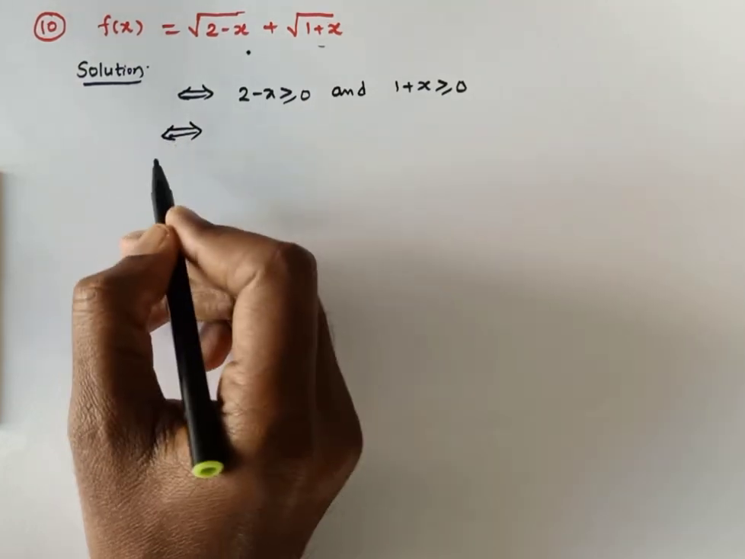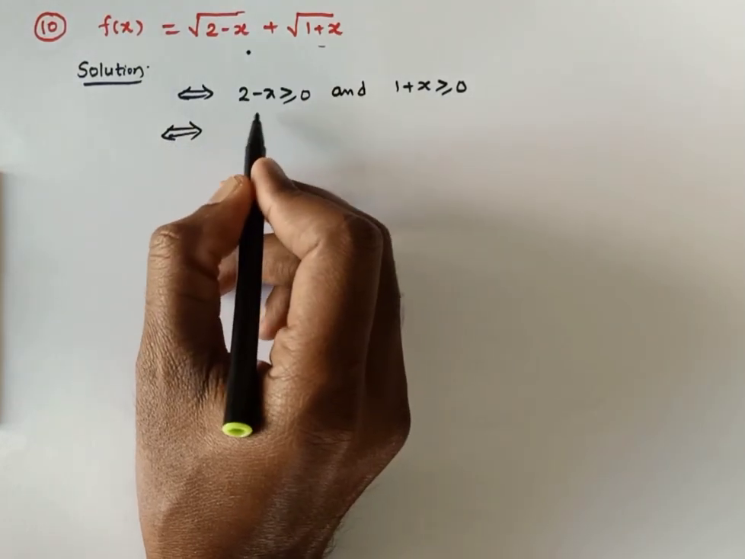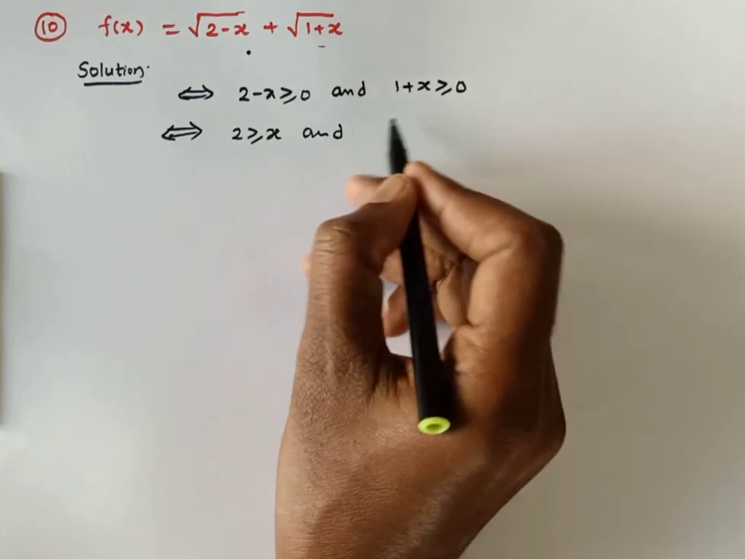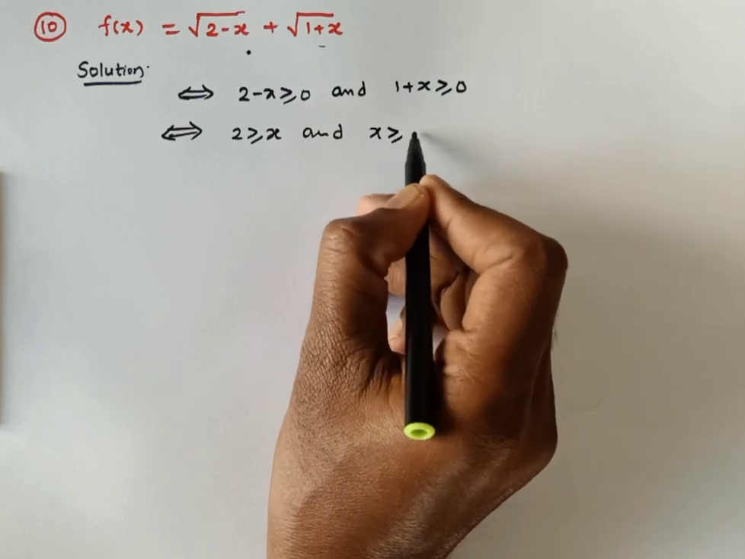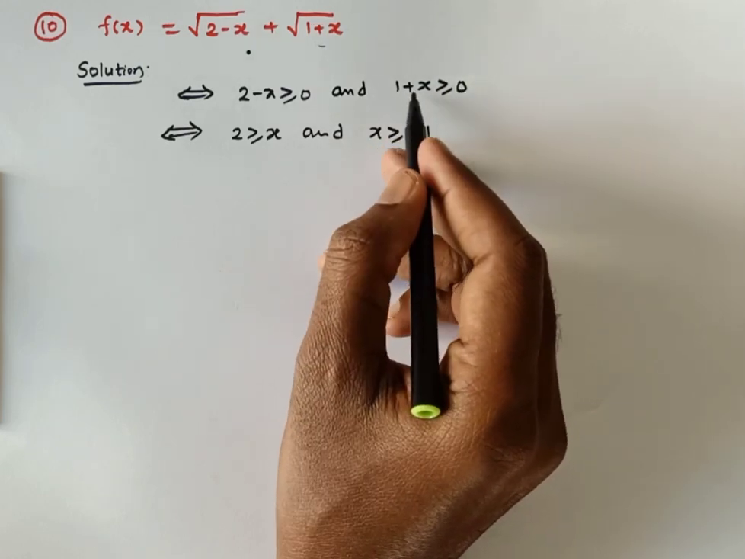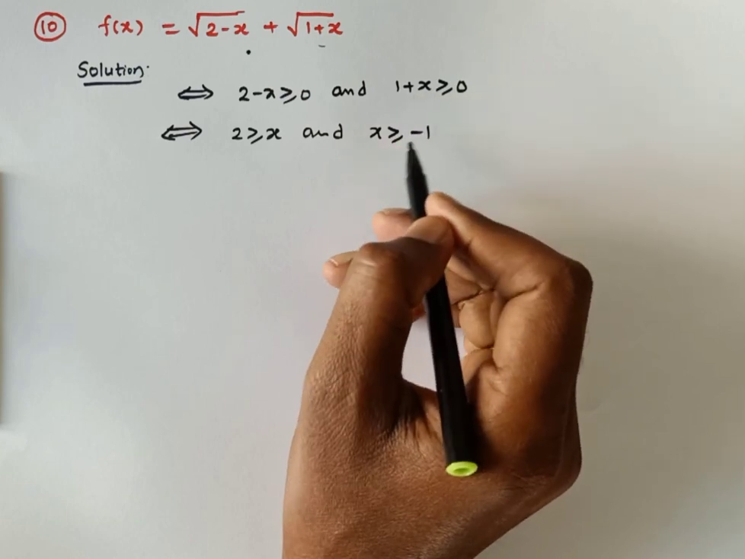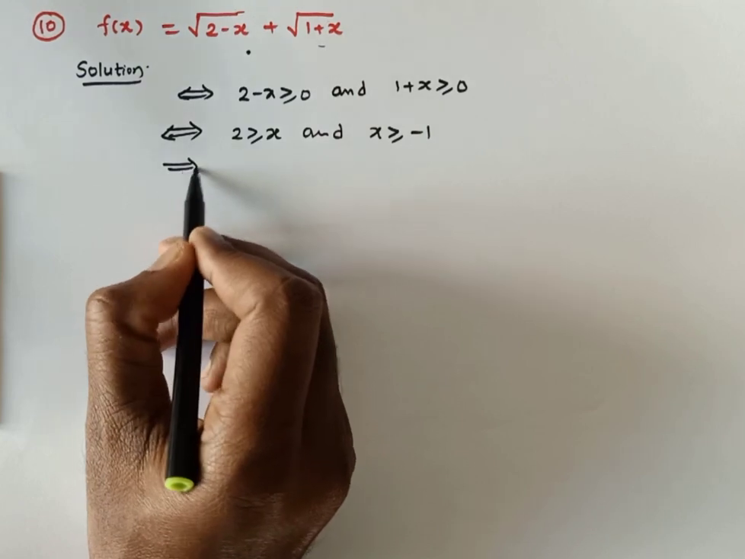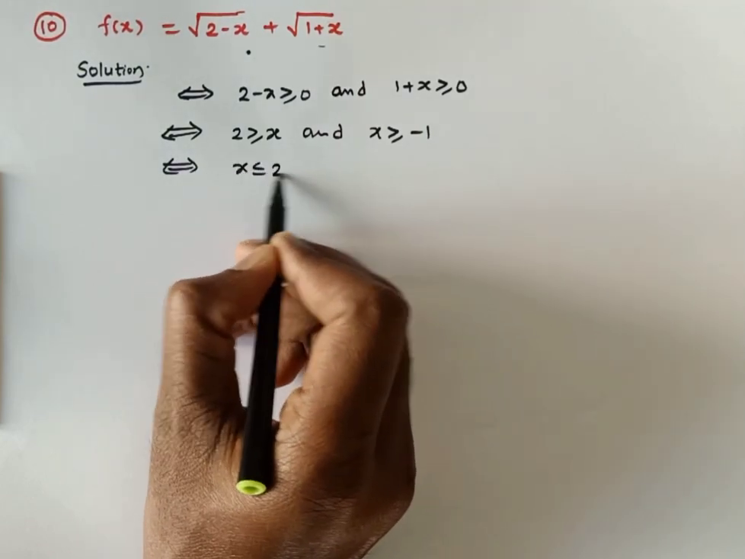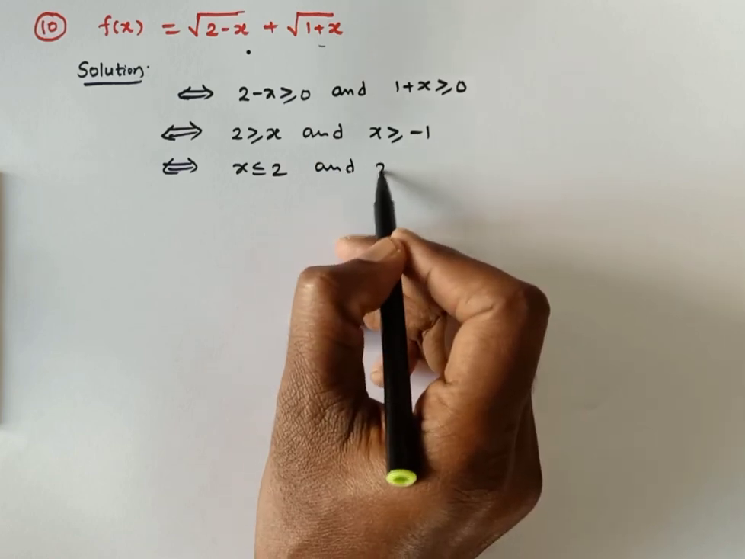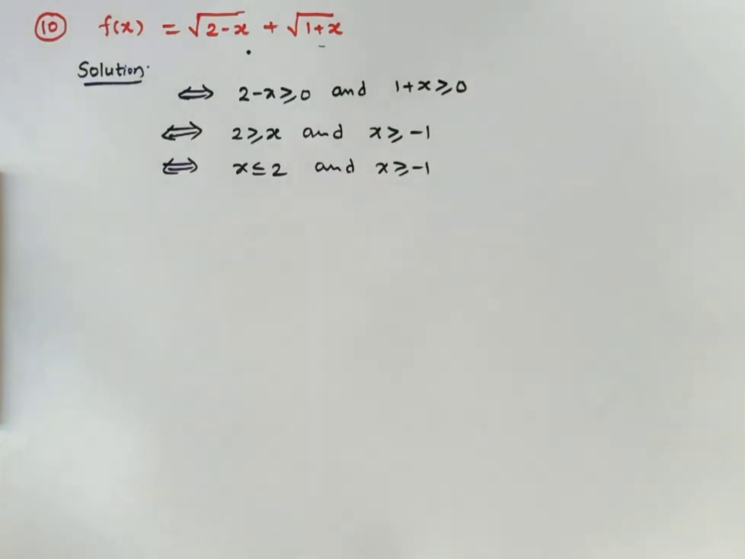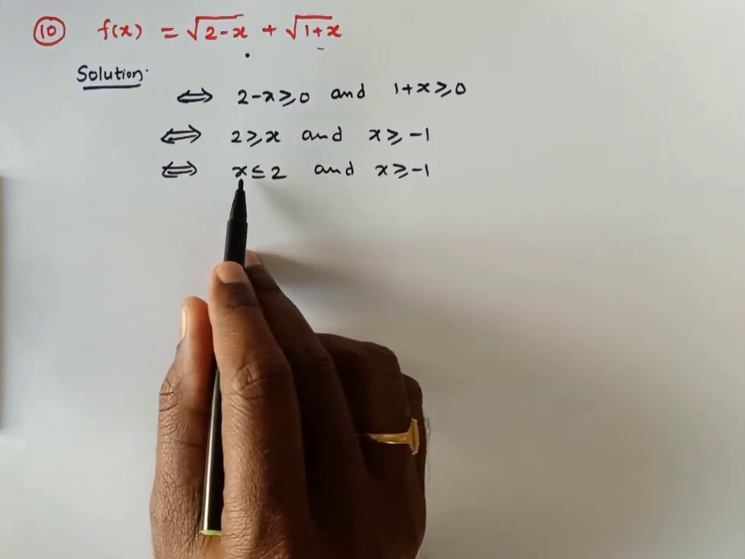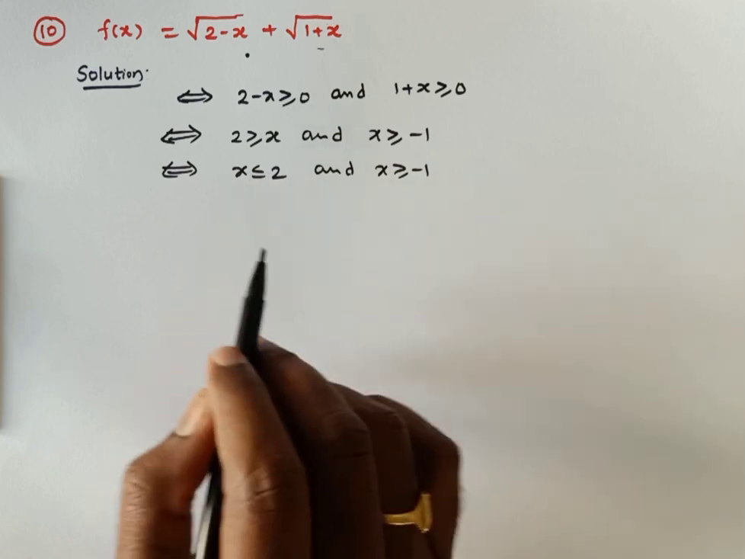So 2 minus x is greater than or equal to 0 means 2 is greater than or equal to x. Now also, by transposition, 1 plus x greater than or equal to 0 means x is greater than or equal to minus 1. Here this is an and, so we can write this as x is less than or equal to 2 and x is greater than or equal to minus 1. Now x less than or equal to 2 means the values of x are 2 or lesser than 2.